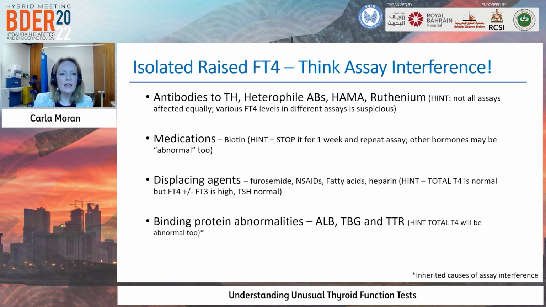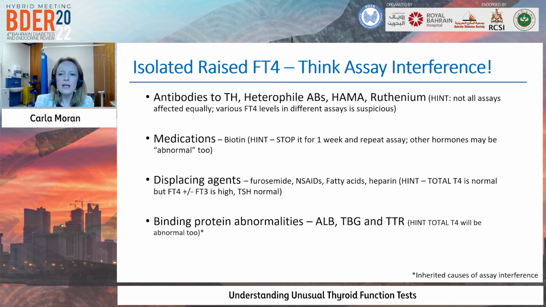So this man had antibody interference in the Roche assay, but the other T4 assays were dependable. So when you think about isolated raised T4, always think about assay interference. There can be antibodies to the thyroid hormone itself, anti-T4 antibodies. There can be heterophile antibodies. There can be human anti-mouse antibodies, or there can be ruthenium antibodies. So essentially, these are all antibodies that interfere with our ability to properly measure T4.